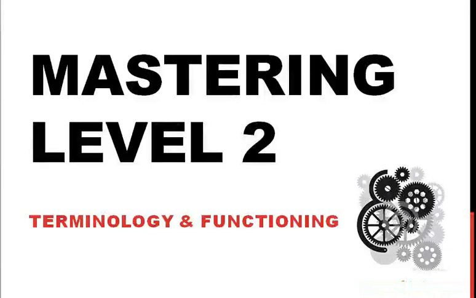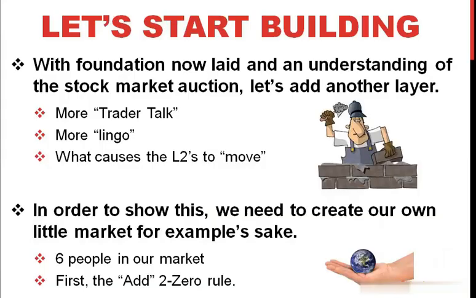Terminology and functioning, that's the whole next step in this process of mastering level 2. So that's what we're going to focus on here. Just get terminology out of the way and then also figure out how these things actually function. Now, we learned a lot of terminology in the previous video, but that was just laying down that first foundation. We're going to continue to build on that foundation. So we're going to add another layer, and that's going to come in the form of more trader talk, learn the lingo, and then most importantly of this video is what actually causes level 2s to move.